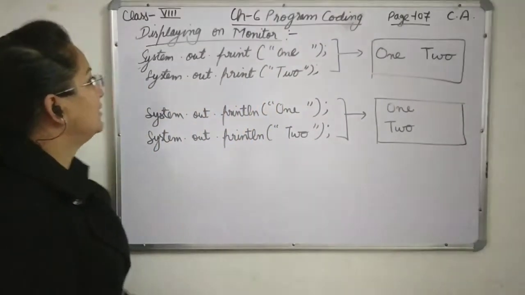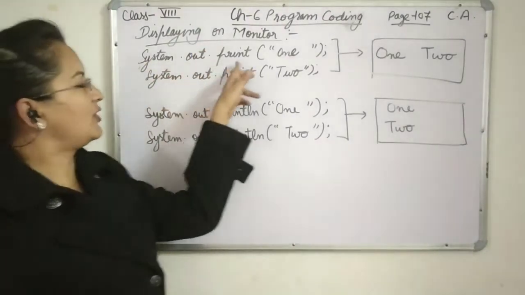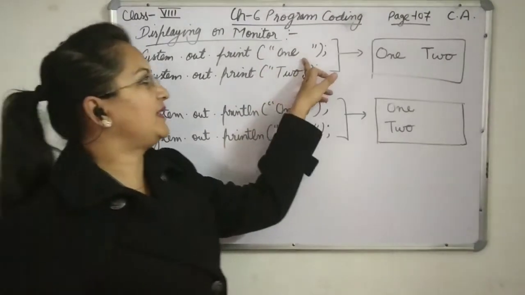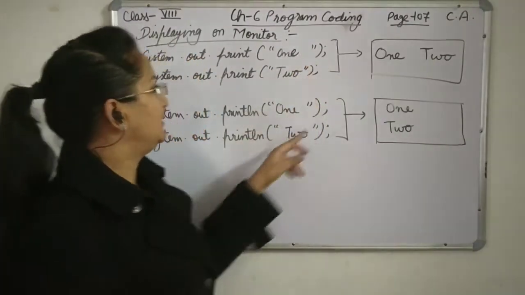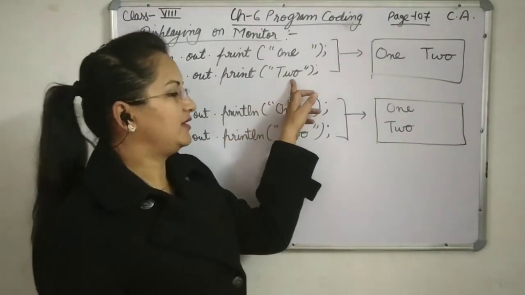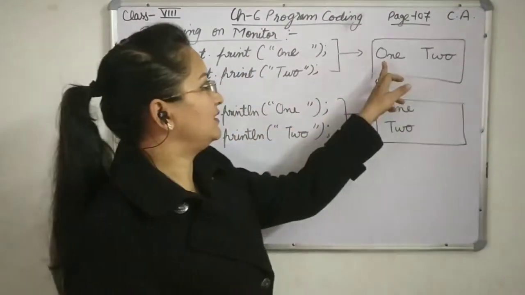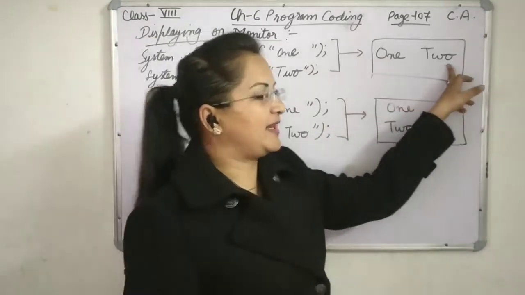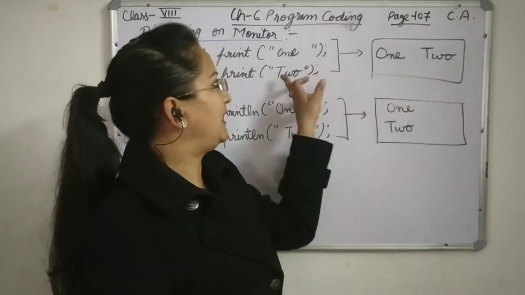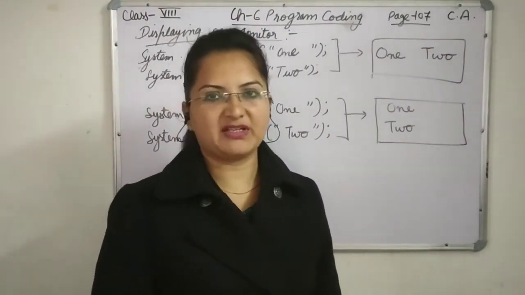Now why so? See, System with capital S will be there to display on the screen. System.out.print, then simple bracket, in double quotes we will write the string, and then after that there is a space. System.out.print, in double quotes it is written 2. Now students, if it is print here, then the output will be in the same line. You can see 1 and then space and then 2 will be displayed here in the same line, and that is why we are using println.